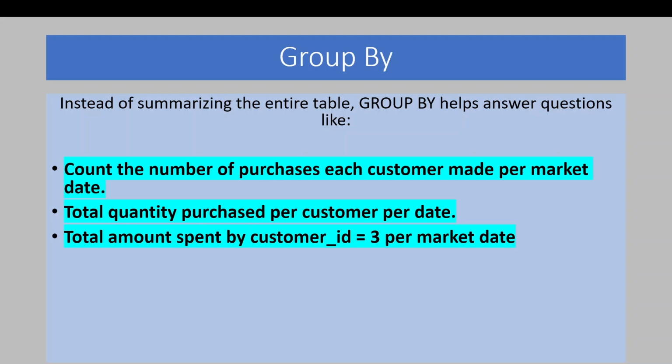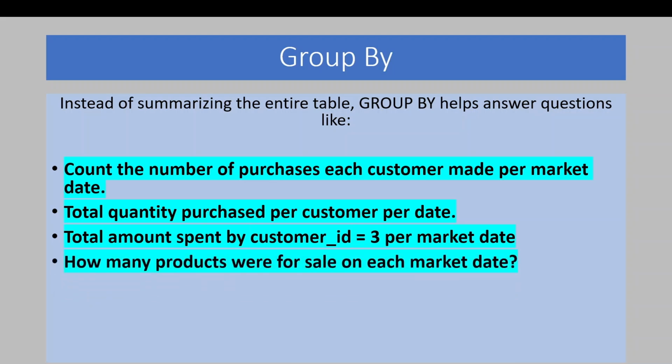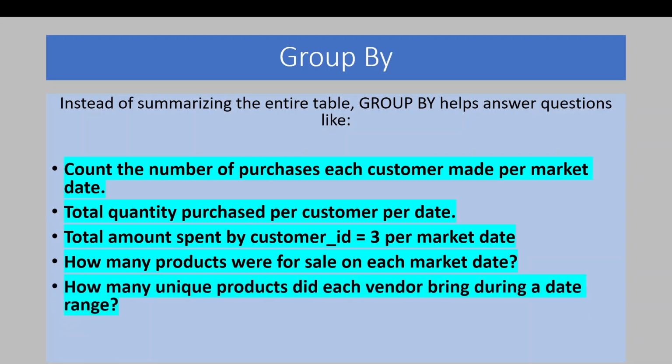The fourth one is, how many products were for sale on each market date? And the fifth one, how many unique products did each vendor bring during a date range? The last one, we can also find the average price of products per vendor. All these six queries we're going to solve using group by and aggregate functions. Now let's go to our MySQL Workbench.